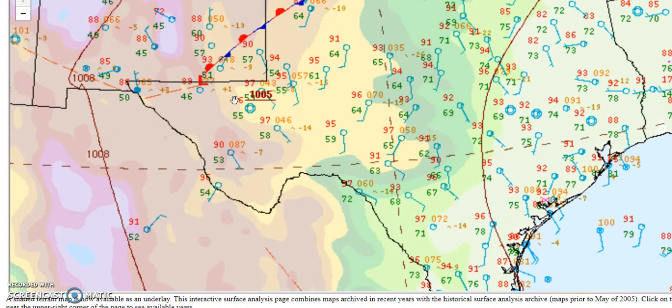Here we go. This is a map. This is a surface analysis map on the weather.gov page, which is run by the National Weather Service. And we have all of these different locations reporting weather data to the National Weather Service, and they compile all of that onto maps so that meteorologists can see what's happening in different places, and it'll help them make weather predictions.